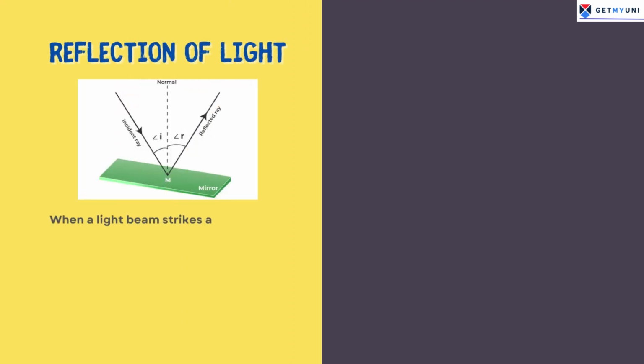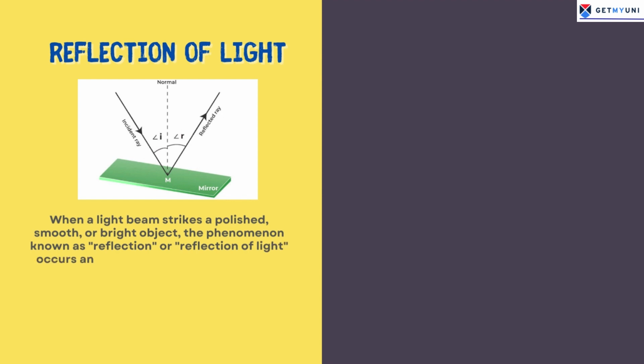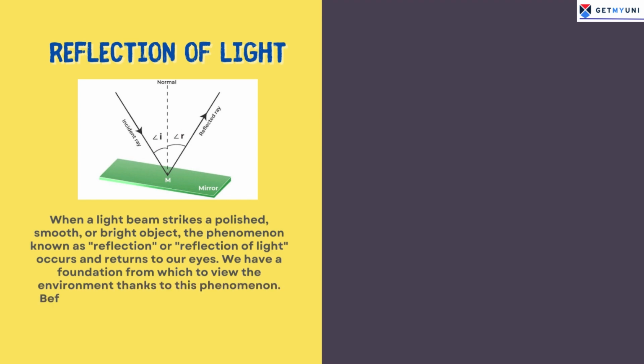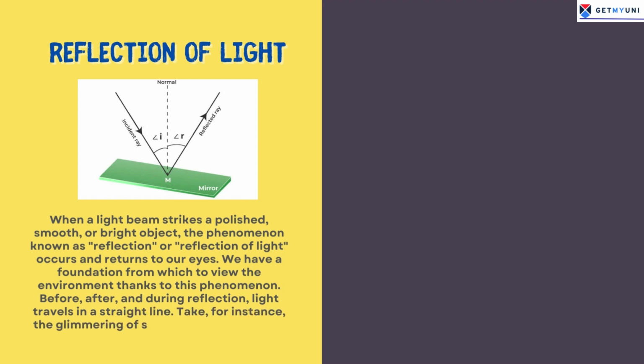Reflection of light. When a light beam strikes a polished, smooth, or bright object, the phenomenon known as reflection of light occurs and returns to our eyes. We have a foundation from which to view the environment thanks to this phenomenon. Before, after, and during reflection, light travels in a straight line. Take, for instance, the glimmering of stars or the reflection of light in a mirror.